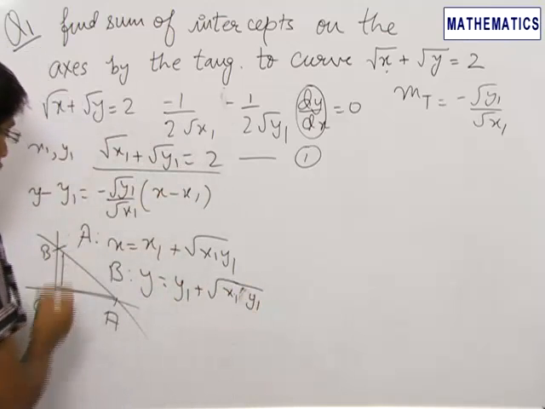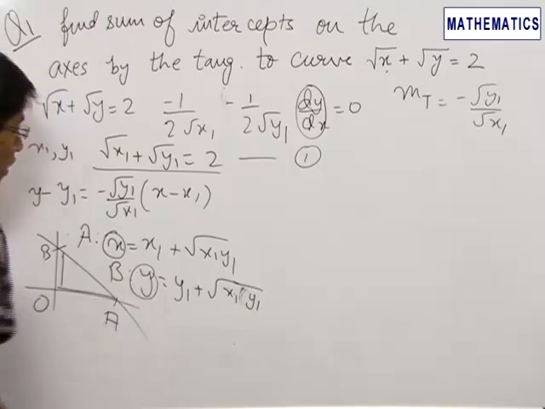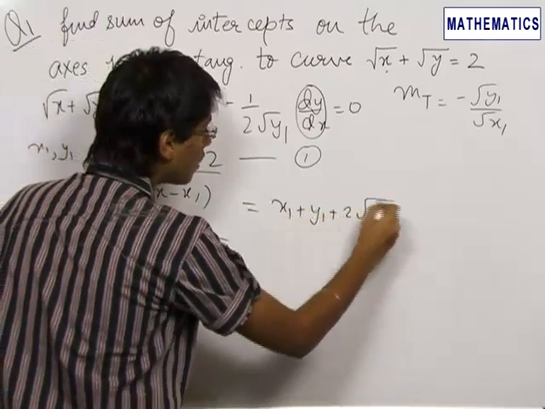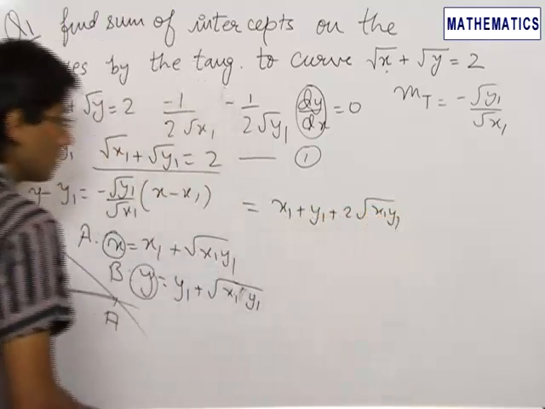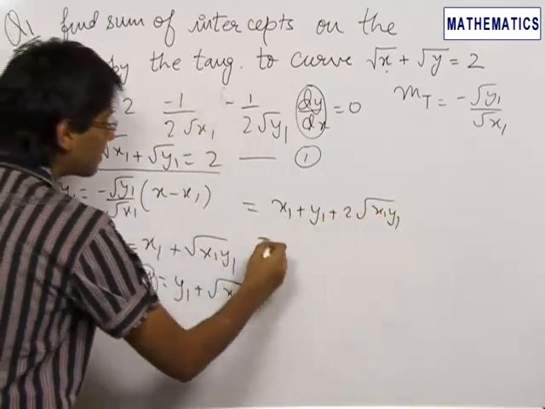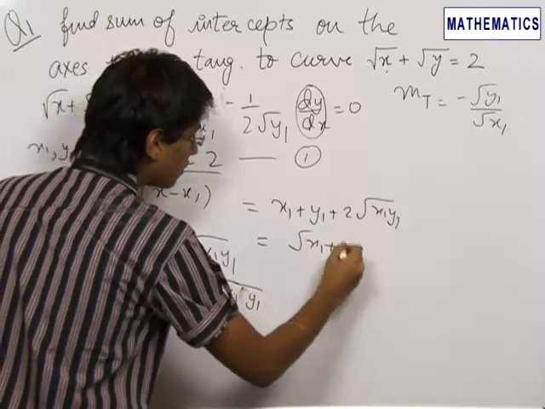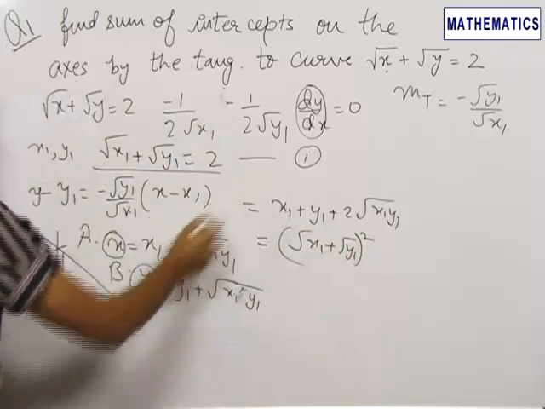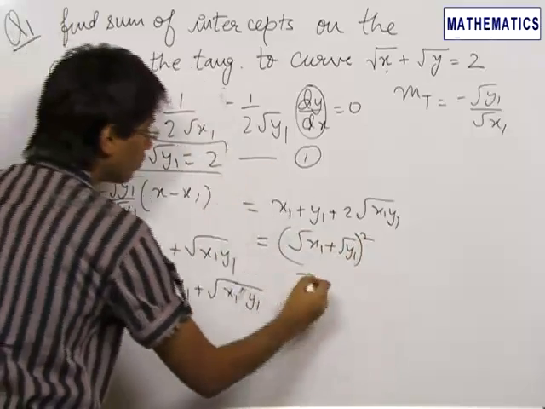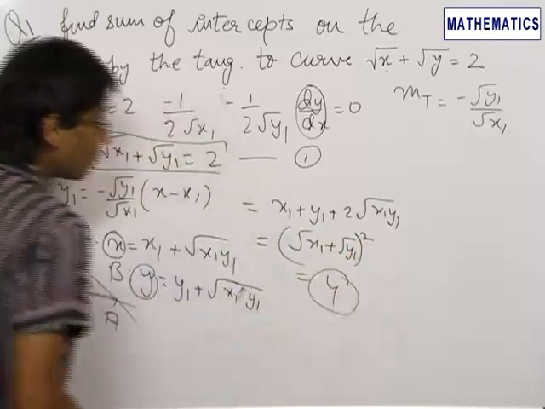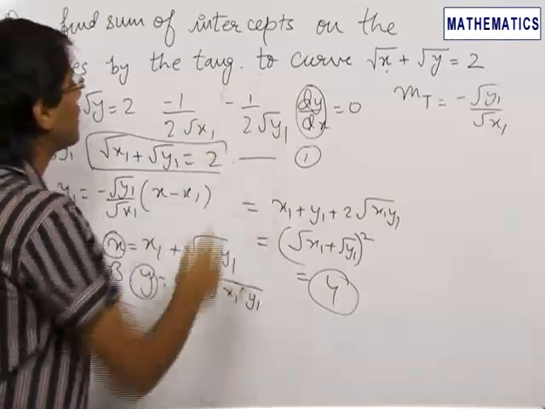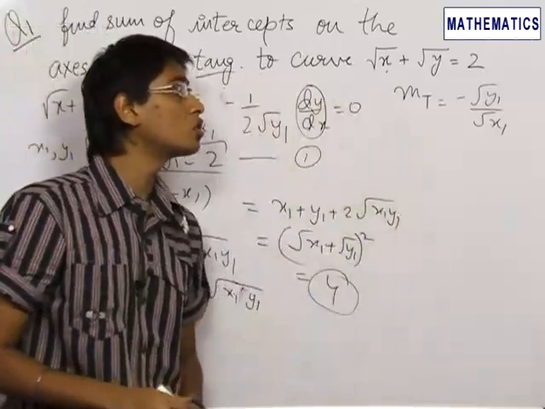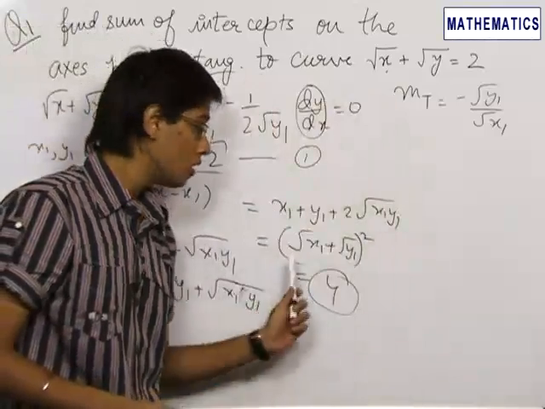Now we want to find OA plus OB, which is equal to x plus y over here. So we get x1 plus y1 plus 2 under root x1 y1. This is the sum of intercepts, and this is equal to root x1 plus root y1 whole square. And from first relation, we have root x1 plus root y1 is equal to 2. So this becomes 2 square, which is 4. Hence we have obtained the sum of intercepts made by the tangent to the curve root x plus root y equals 2 on the coordinate axis to be equal to 4.